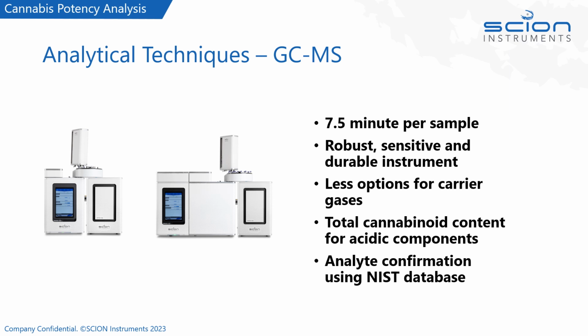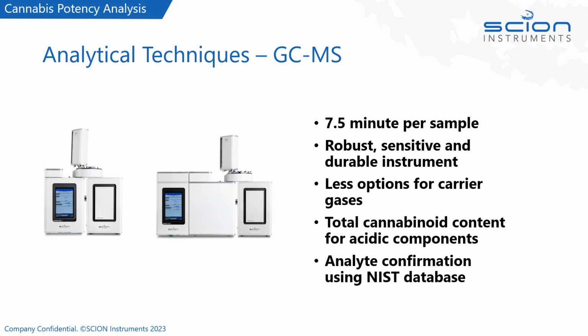So again, here we have our 2 GCs, and they are both coupled with the SCION 8700 single quad mass spectrometer. Now, as with the last slide, this was using GC as the separation technique, so we had the same runtime of 7.5 minutes per sample. And again, the technique of GCMS is known for being very robust, sensitive, and very durable. Again, ideal for a high throughput lab.